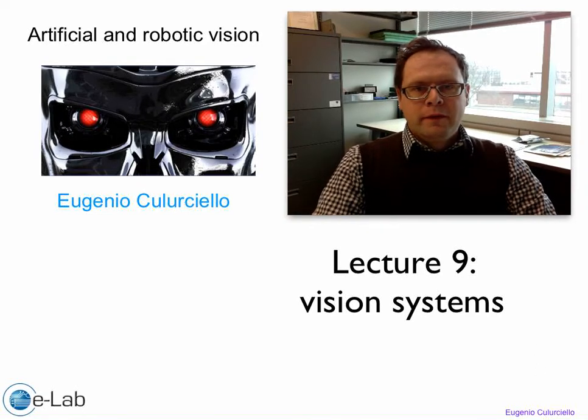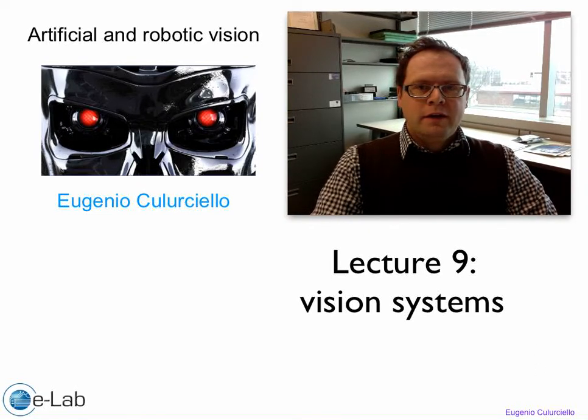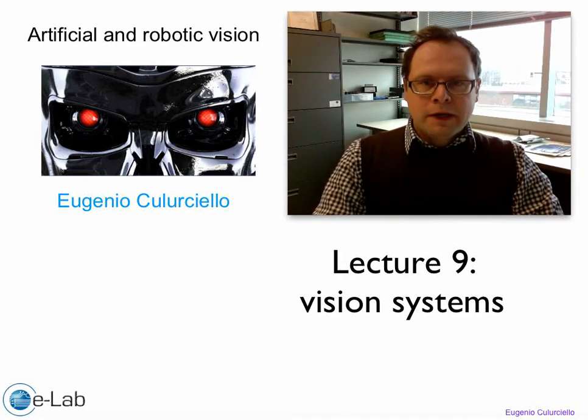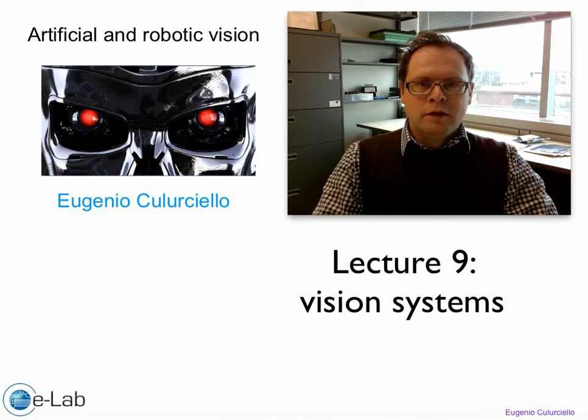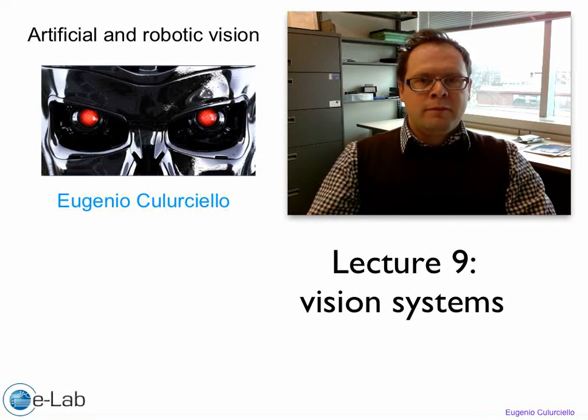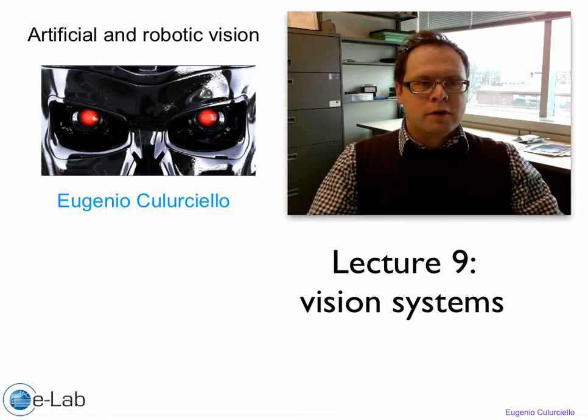So, hello everyone. This is lecture 9 of Artificial and Robotic Vision System. Today we're gonna talk about how we can combine convolutional neural networks and all the tricks that we learned into a global vision system that can start to approximate slowly the vision system of mammals and maybe of our own as well.